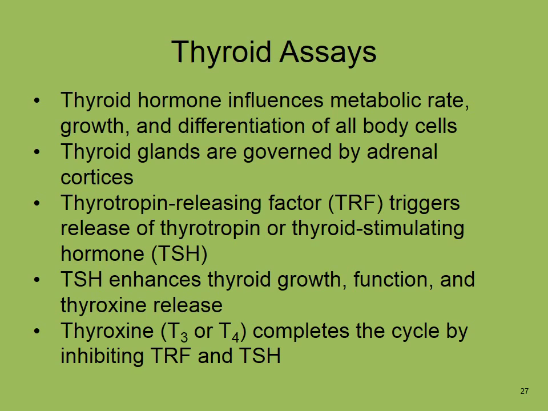Thyroid assays. Thyroid hormone influences a bunch of things: metabolic rate, growth, and differentiation of all body cells. So very important, obviously. The thyroid glands are governed by adrenal cortices. Thyrotropin releasing factor, TRF, actually triggers the release of thyrotropin, or TSH, thyroid stimulating hormone, the one we're more familiar with. And then the TSH in turn will enhance the growth of the thyroid function, and of course how much thyroxine is released from the thyroid gland. So thyroxine, either T3 or T4, actually completes this whole cycle by going back and inhibiting TRF and TSH when there's enough of it in the bloodstream.